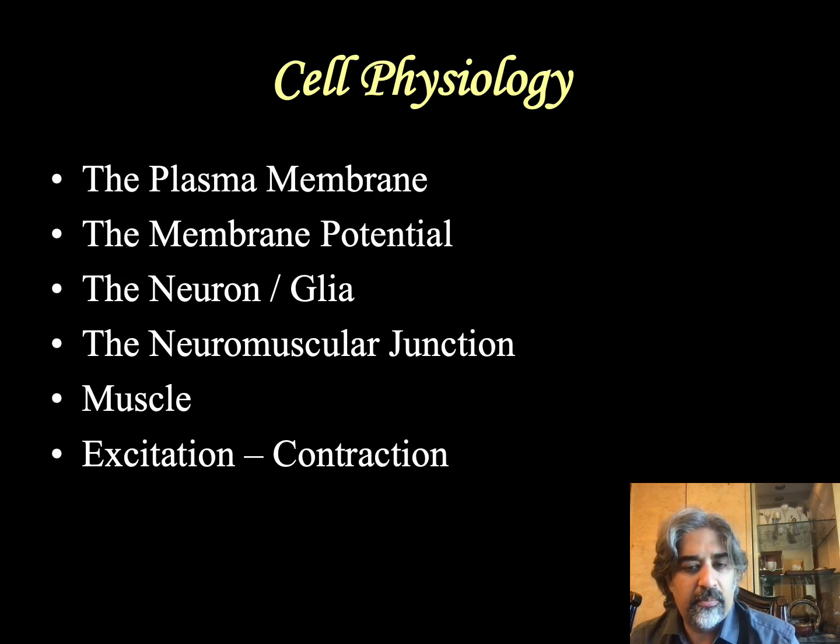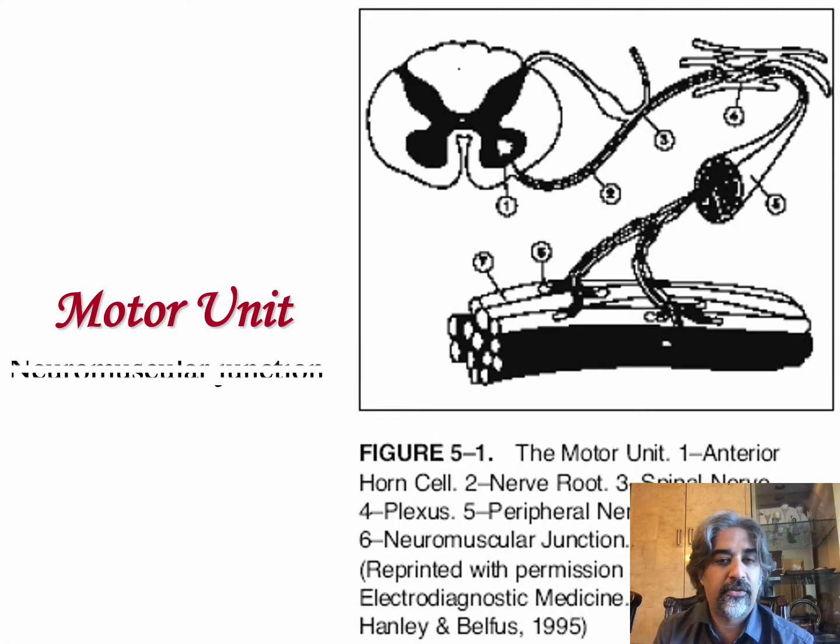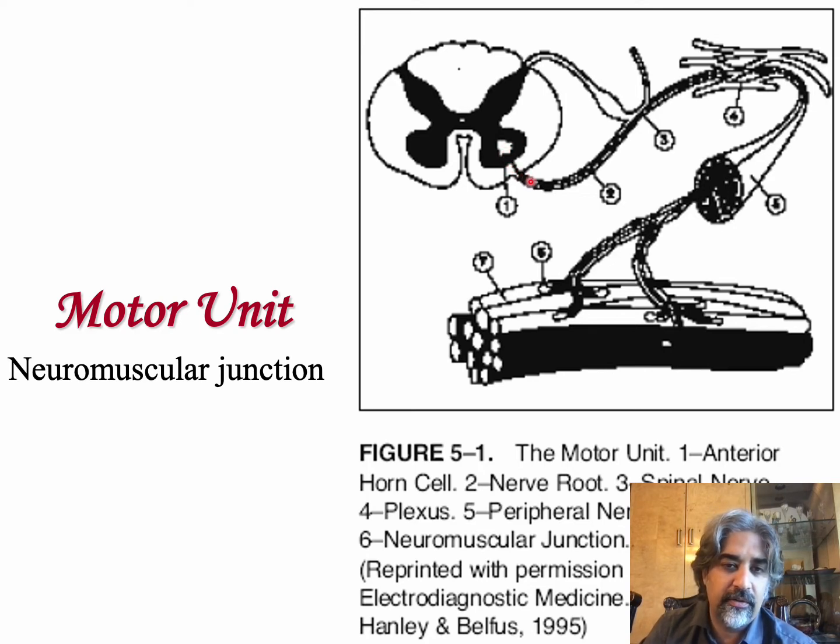So we've gone through the plasma membrane, the membrane potential, and now we just talked about the neuron and the Schwann cells. Let's remember that we're looking at a motor unit. So the neuron's cell body sits here in the anterior horn, and an axon projects through the ventral root, joins the dorsal root ganglion to form a spinal nerve, and then leaves to join plexuses, peripheral nerves, and eventually gets to the muscle, where the neuromuscular junction occurs at the meeting point of the muscle.